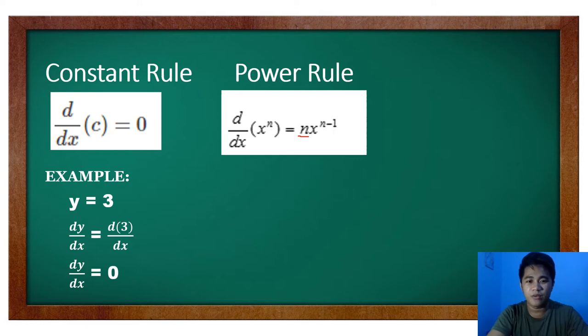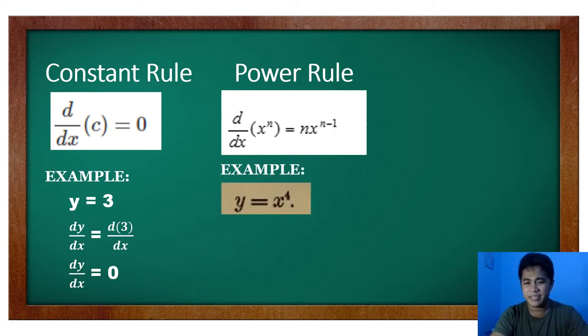Our example for this is, say y is equal to x to the power of 4. We have to take note that even if there is no number beside the x, that doesn't mean that it has no value. It only means that the value there is 1. If there is no number given, that is always equivalent to 1. So now, the exponent, which is 4, will be multiplied to the constant of the variable, which is 1. So we multiply the value of 4 to the 1, and then 4 will be subtracted by 1.